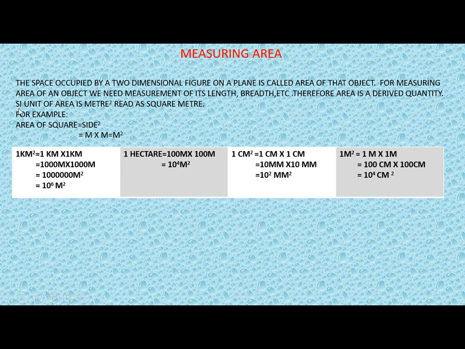So here we have an important point: the SI unit of area is meter square, also read as square meter. One example is given. If you have to find the area of a square, that is equal to side square, and side is measured in meter, so meter into meter is equal to meter square. Now depending upon the size of the area which you are measuring, we have several units.